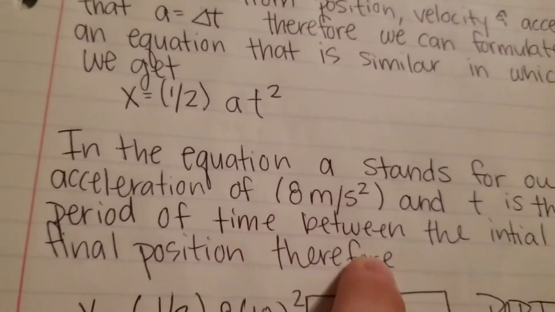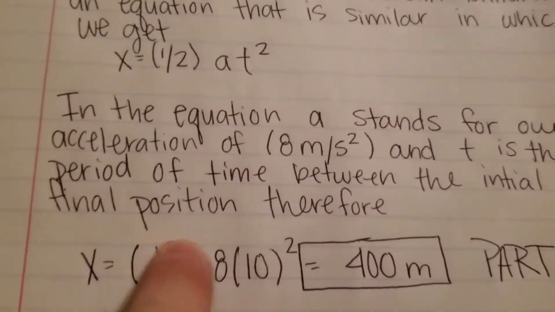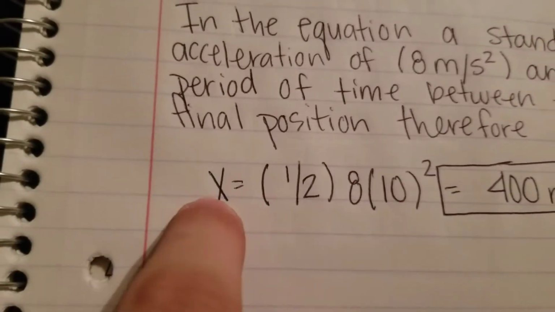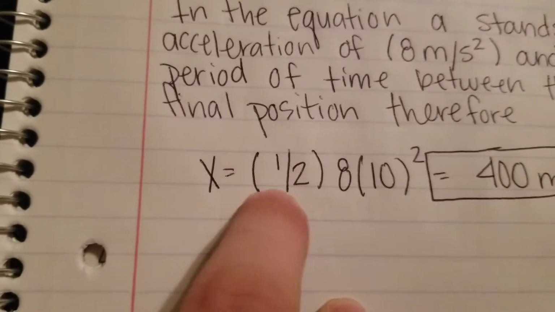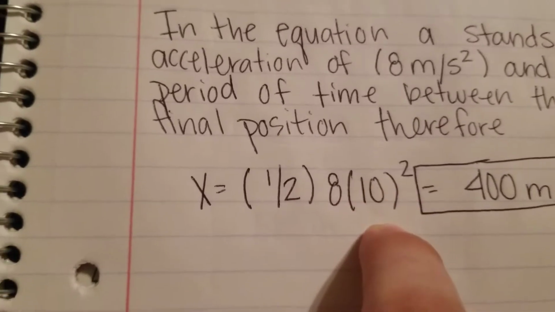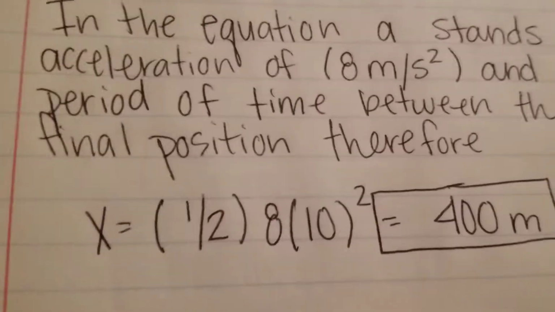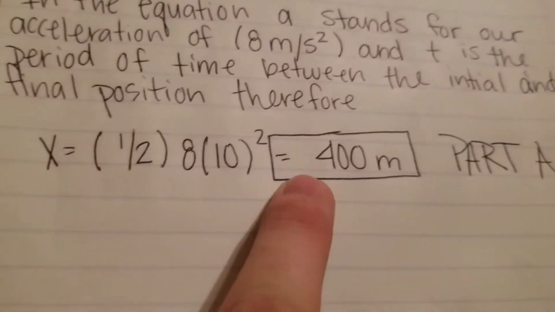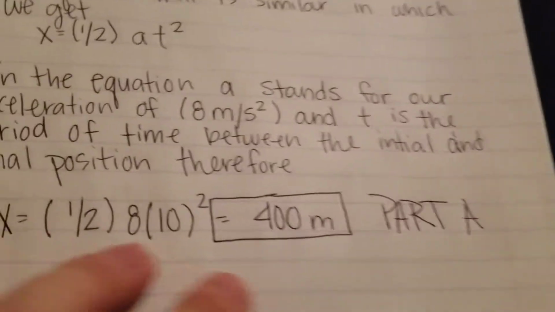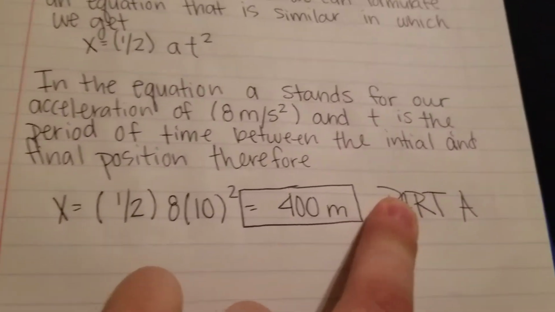So we're going to plug that in for a, and then t is the period of time between the initial and the final position. So therefore, the car accelerated for 10 seconds, so we can write the equation as x equals 1/2 times 8, which is our acceleration, times t, which is 10 seconds, and we square that, and if we plug that into our calculator, we're going to get 400 meters for part A of our equation. So this is pretty simple. This is how we're going to solve for part A of our problem.